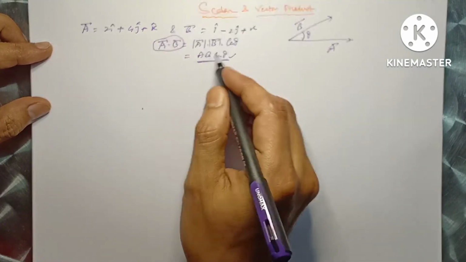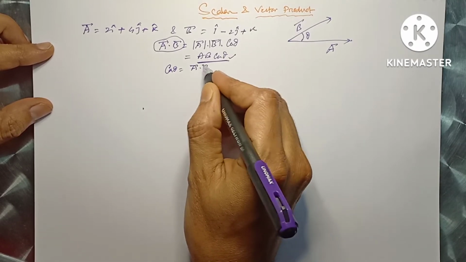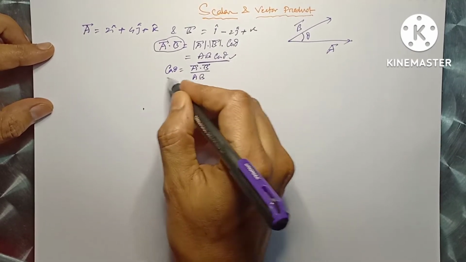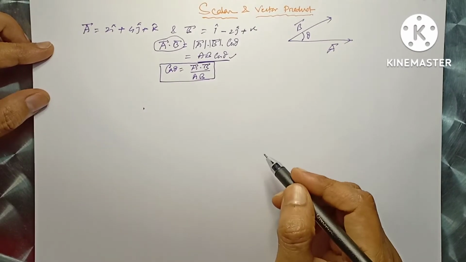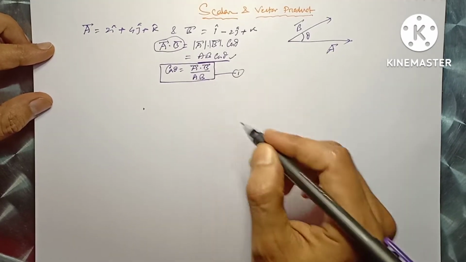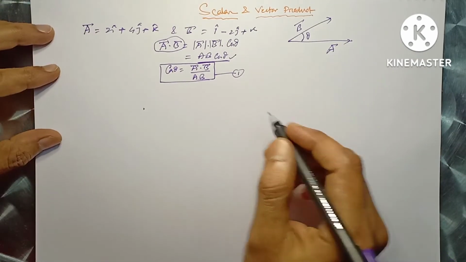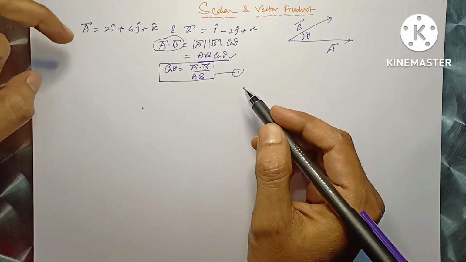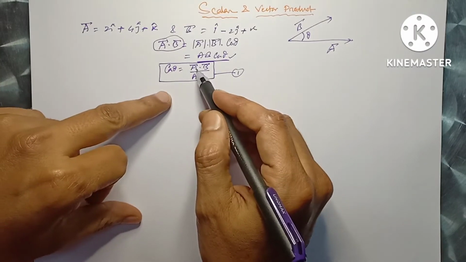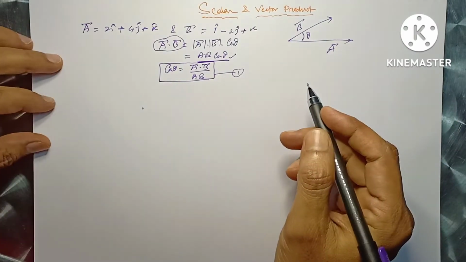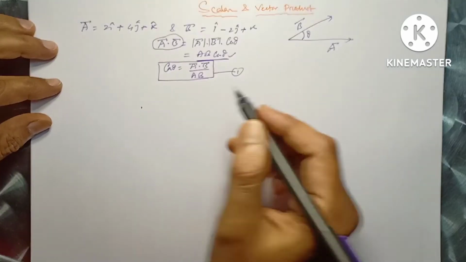And we can write from this equation cos theta equals a vector dot b vector divided by ab. This is the formula to find the angle between a and b, an important formula. Suppose we want to find the angle between a vector and b vector. In this case, first of all, we need to find the magnitude of a and the magnitude of b, as cos theta equals a vector dot b vector divided by ab. So first of all, we need to find a vector dot b vector.